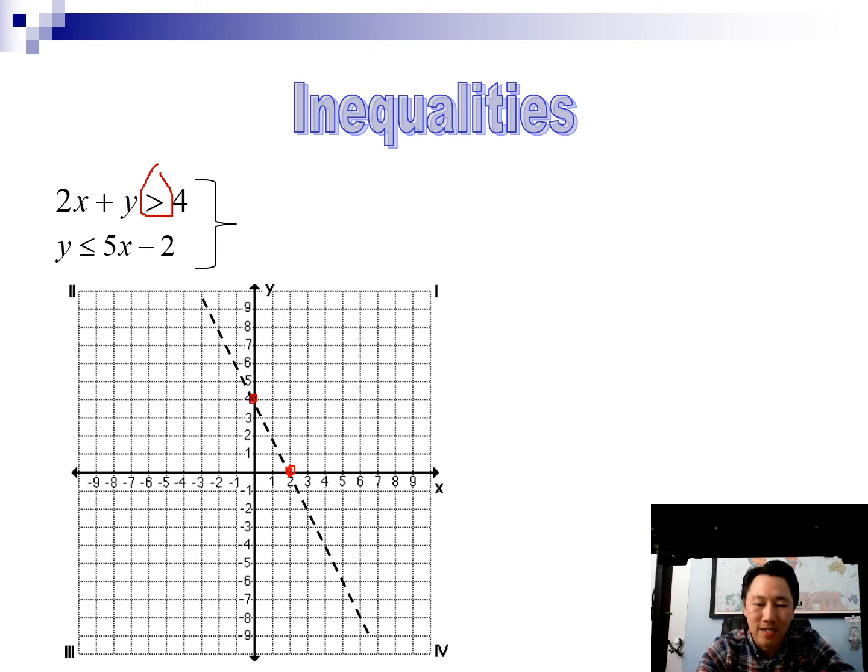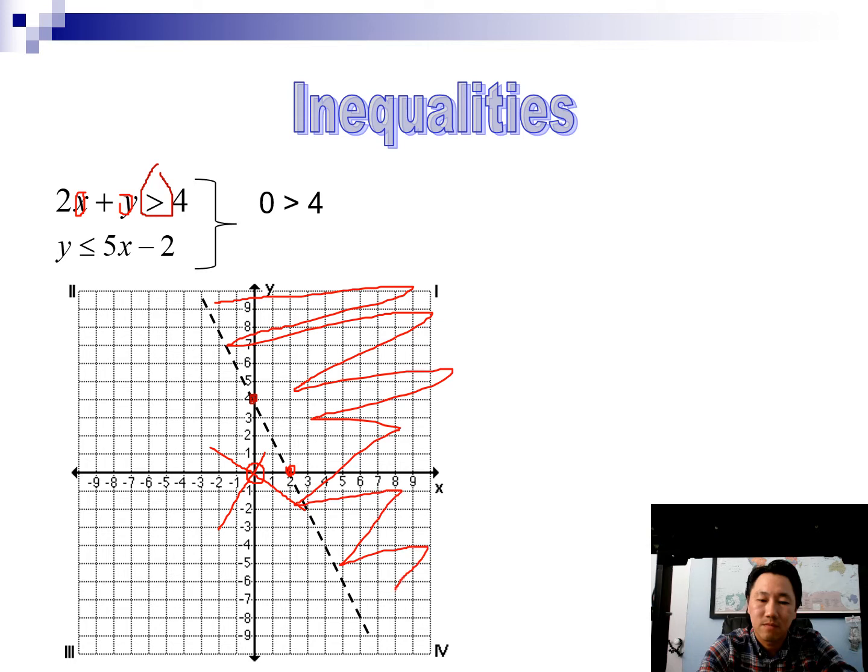Okay, and so the way we do that is, again, we pick a test point. Usually I pick 0, 0. And then I test to see if that point works or not. So I plug 0 into the x, 0 into the y, and I get 0 is greater than 4. Obviously, that is not true. So when it's not true, do not shade on it. Shade on the other side. In this case, we'll shade on this side. All right. And there's our graph of the first equation.